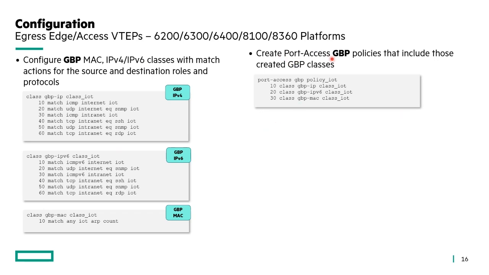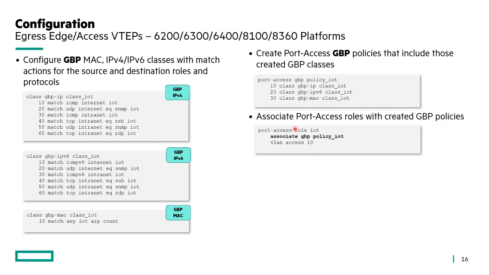And then you create port access GBP policies that include those created GBP classes. As you can see, the 3 classes I have on the left are now included in this port access policy. Then you associate that port access role with these GBP policies, as you can see here. And then finally, you enable GBP.